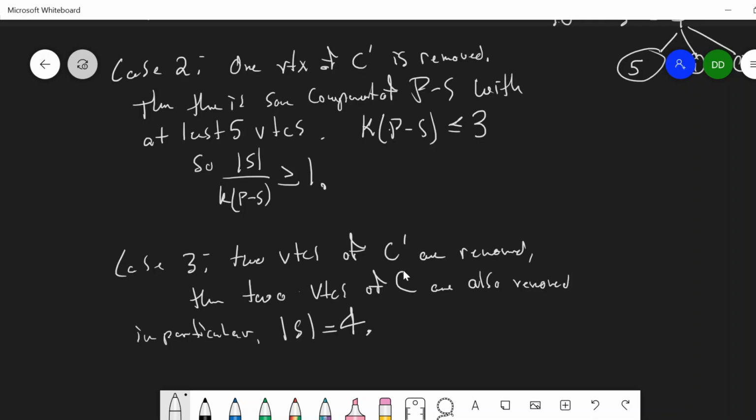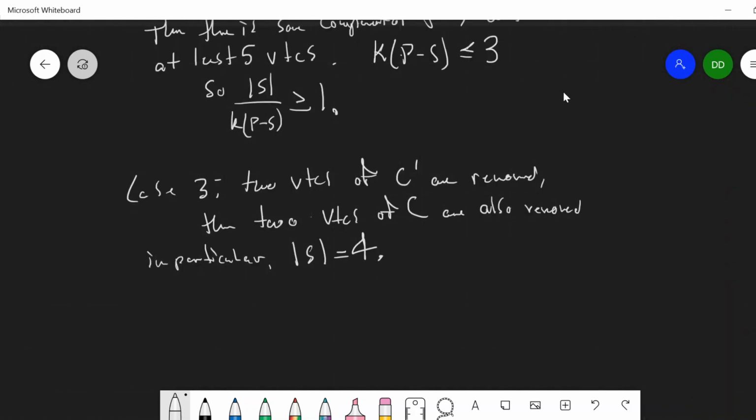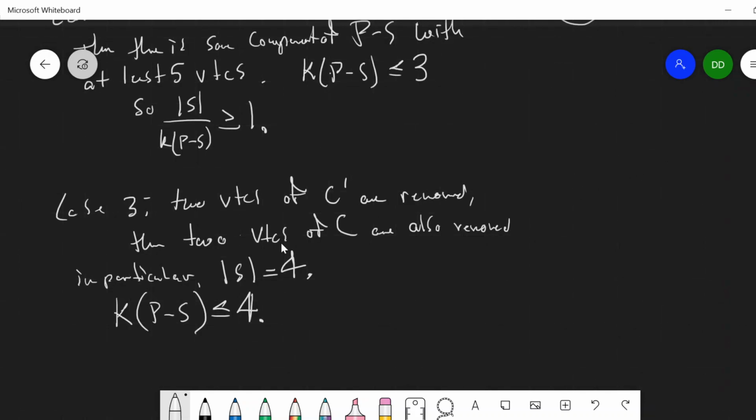Remember, C prime is the cycle with the minimum number of vertices removed from it. So 2 is the most it can have removed. So the cardinality of S is 4. And the claim is that the number of components in P minus S is at most 4. So we would have 6 vertices left, right? 10 minus 4 would be 6. We'd have 6 vertices left. So it's possible.